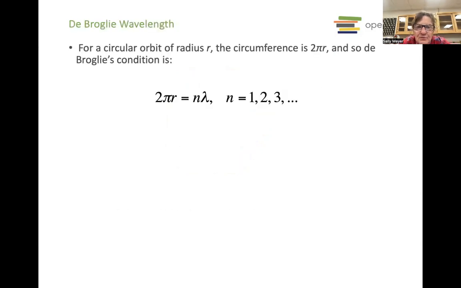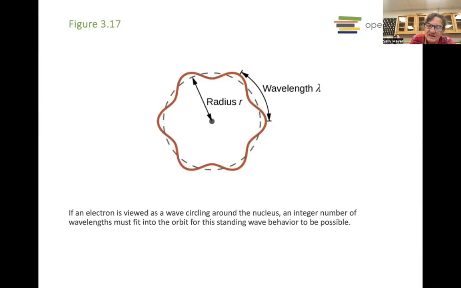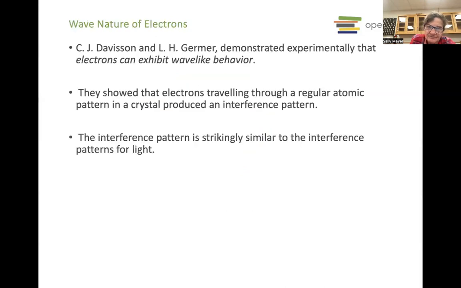So for a circular orbit of radius r, the circumference is 2 pi r. And so de Broglie's condition is that 2 pi r has to equal n times the wavelength. So you have to fit into that circle an integer number of wavelengths.